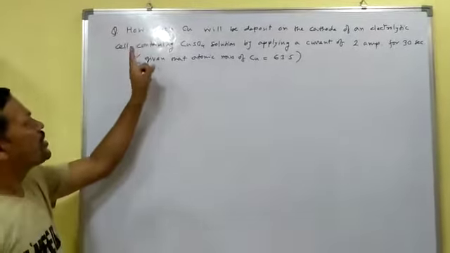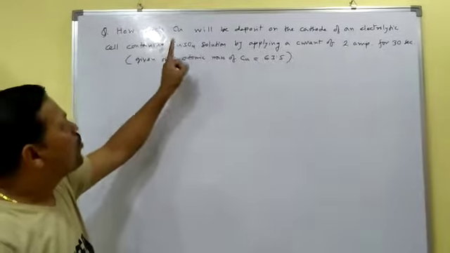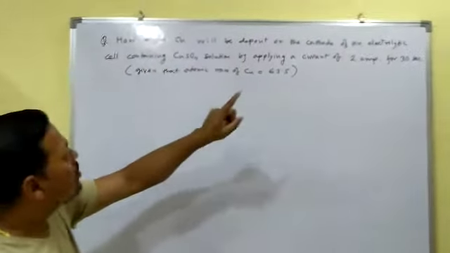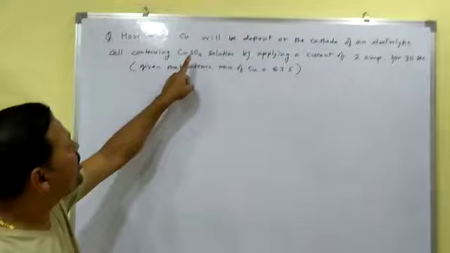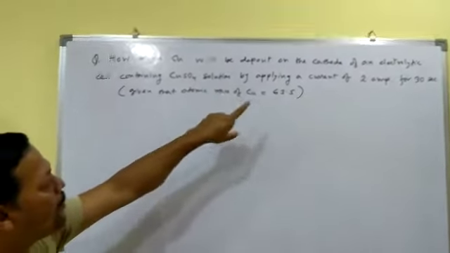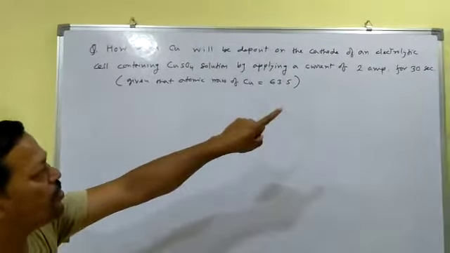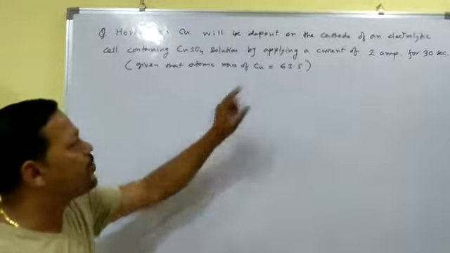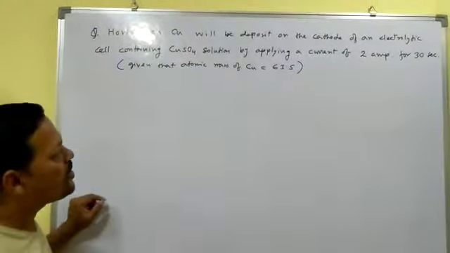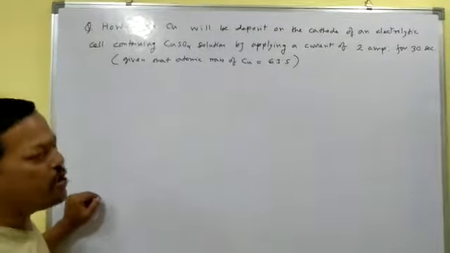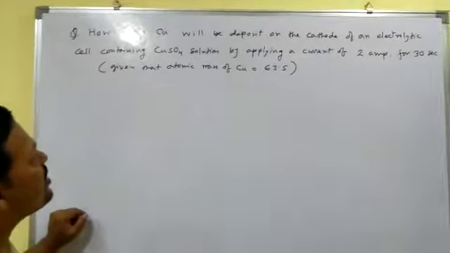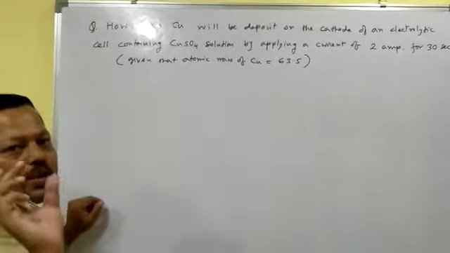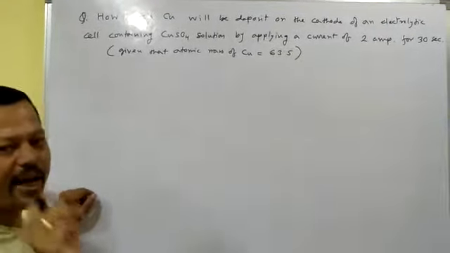Okay, now this is another question. How much copper will be deposited on the cathode of an electrolytic cell containing copper sulfate solution by applying a current of 2 ampere for 30 seconds? Given that the atomic mass of copper is 63.5. So the atomic mass of copper is given, the current is given as 2 ampere, time is given as 30 seconds. You have to find out how much copper will be deposited at the cathode.